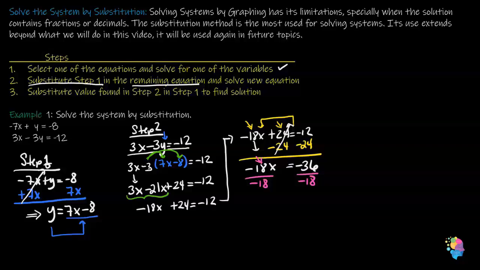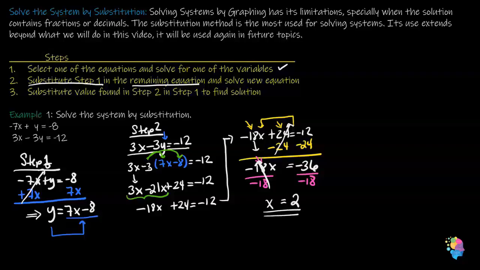From left to right, negative 18 divided by negative 18, that goes to 1. So we have 1x, or just x, equals, on the right side, I have negative 36 divided by negative 18. Well, 36 divided by 18 is 2, and the negative will make that a positive 2. So we found the value of x.